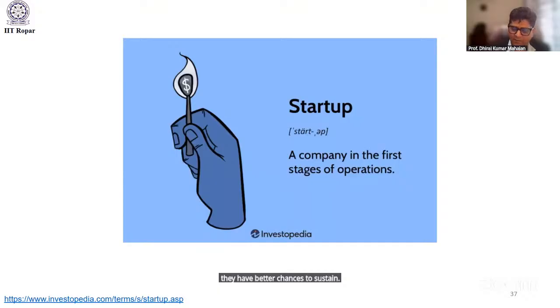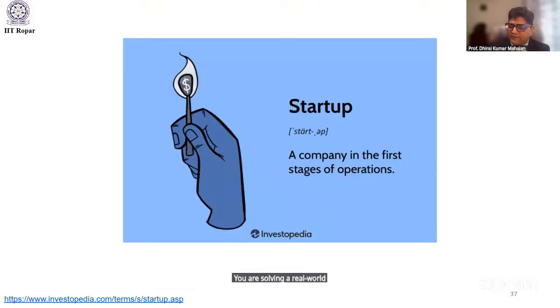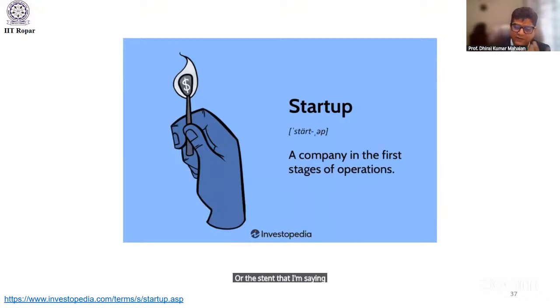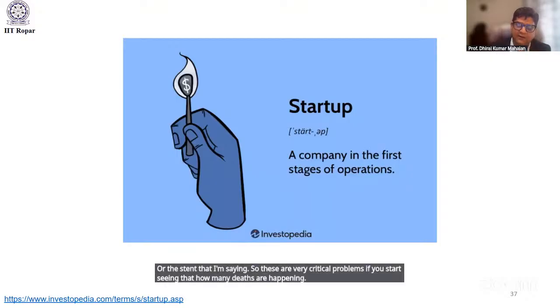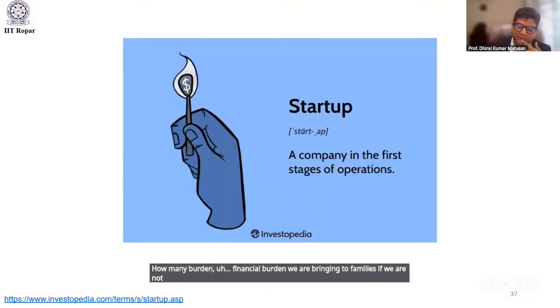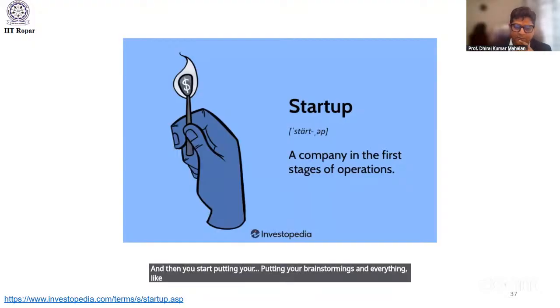And probably the universities should enable such kind of deep tech startups, where you are solving a real world problem, like for example in the case of the balloon that I'm saying, or the stent that I'm saying. These are very critical problems. If you start seeing how many deaths are happening, how much financial burden we are bringing to families if we are not able to solve these kinds of problems. So the idea is you have to first get into a zone where you can find good problems, and then you start putting your brainstorming and everything in, on how to find a solution.